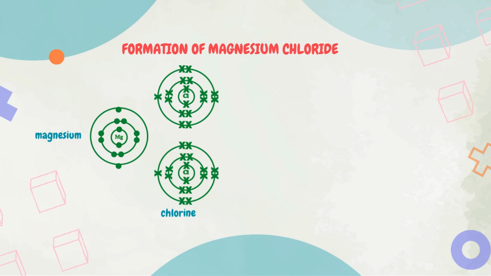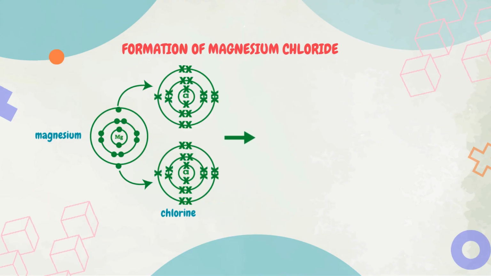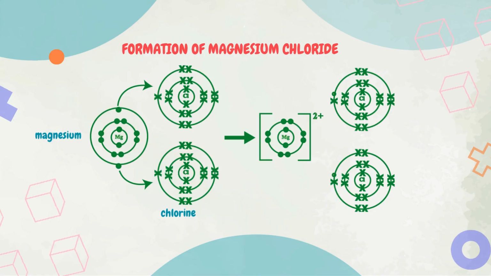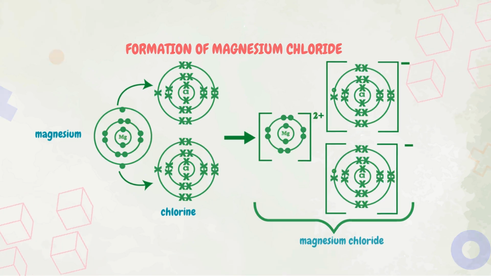During the chemical bonding, magnesium atom transfers 2 electrons to chlorine atoms, 1 to each atom. As a result, magnesium remains with 8 stable electrons in the outer shell. Because it loses 2 electrons, it becomes positively charged. 2 chlorine atoms gain electrons, each atom gaining 1 electron. Because chlorine atoms gain electrons, they become negatively charged. The opposite charges attract each other, forming a magnesium chloride crystal.